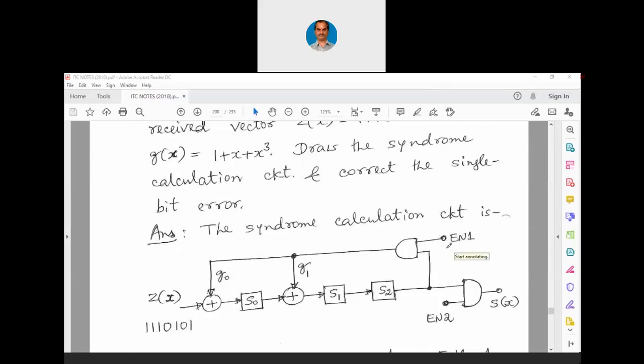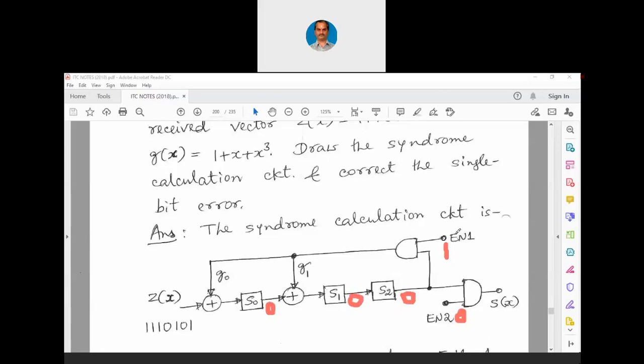Let me see. Now this is 1, this is 0. When this is 1, initially this 1 is coming, and the output here is 0. In the very first clock pulse, input is 1. S2 is 0, S1 is 0, S0 is also 0. Output of all the three registers is 0.